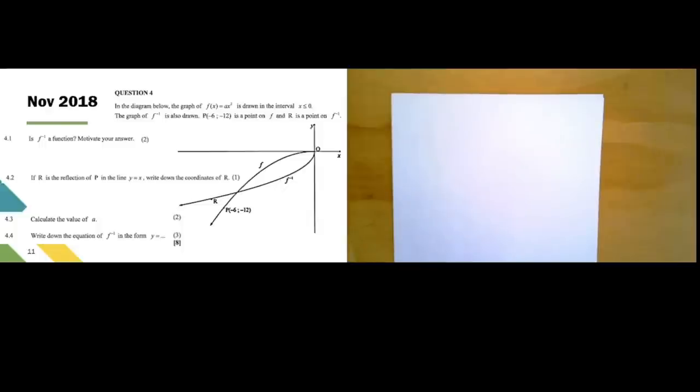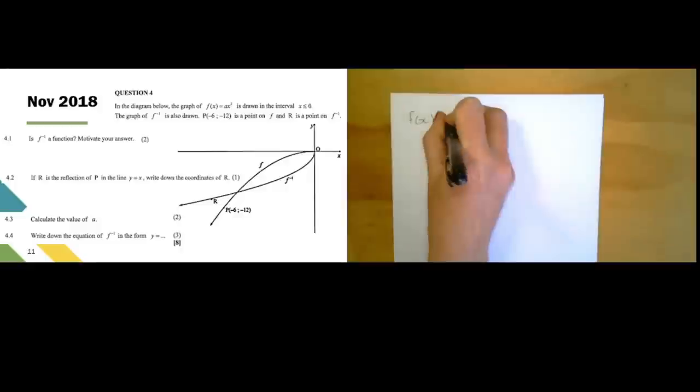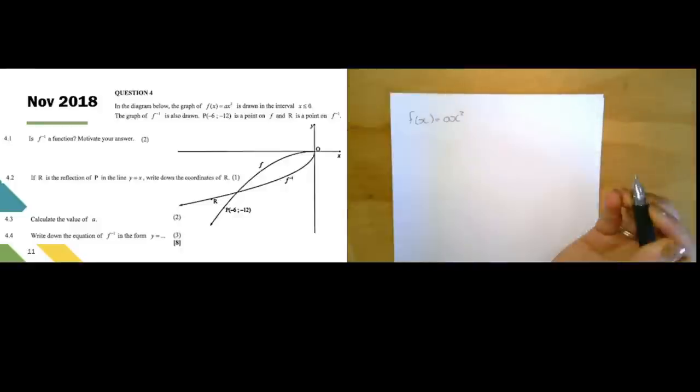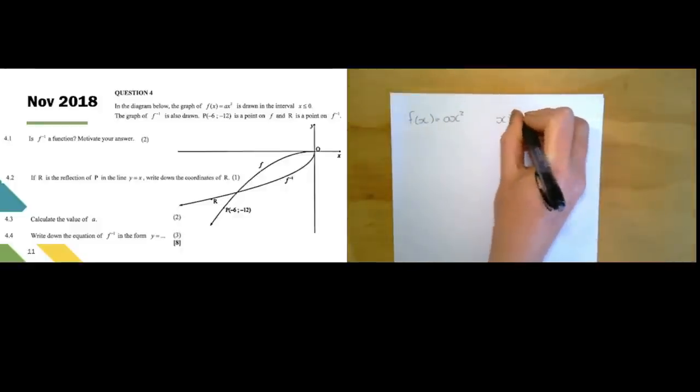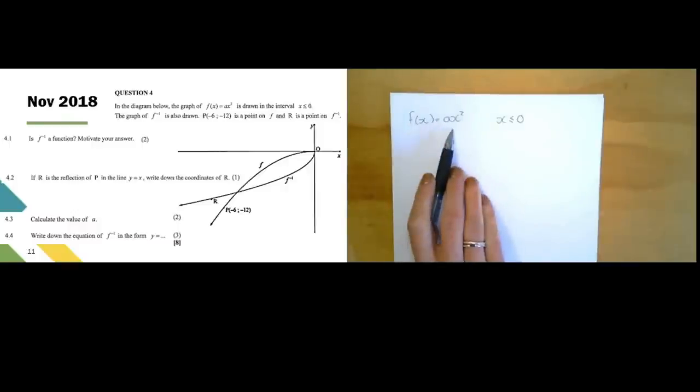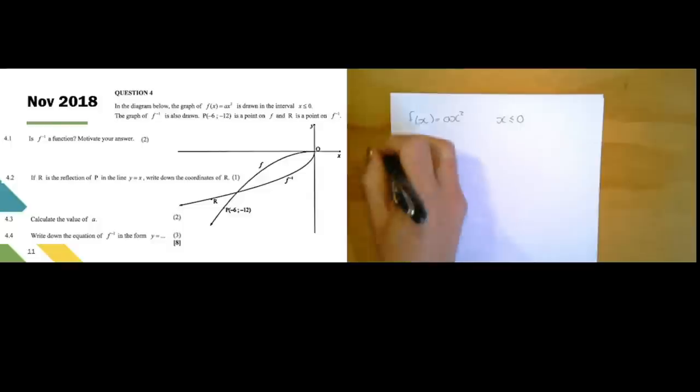They said, in the graph below, the graph of f(x) equals a to the power of x squared is drawn only for the x's smaller or equal to 0. So it's a parabola, but it's only drawn for the x's smaller or equal to 0. The graph of the inverse is also drawn. P, the coordinate (-6; -12), is a point on f, and r is a point on the inverse.